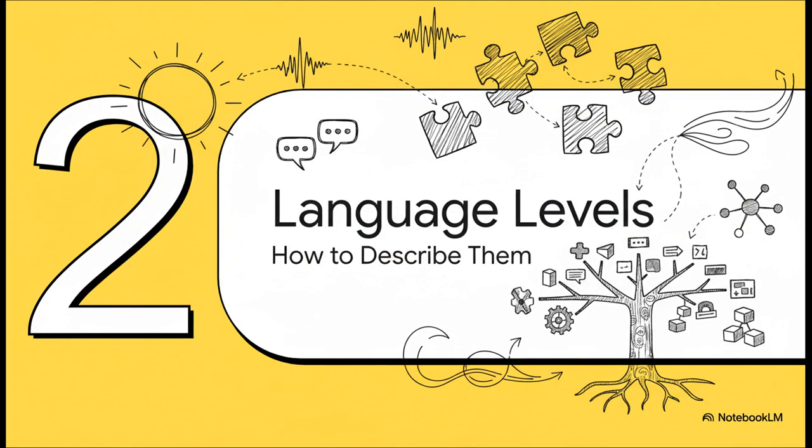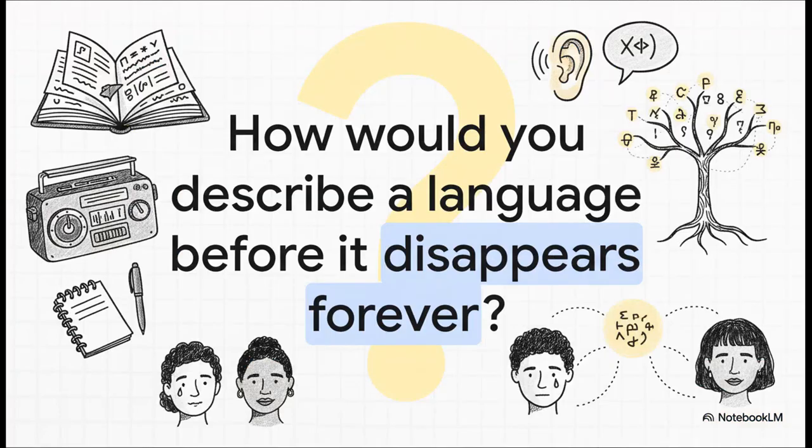Now, how on earth do you even begin to compare something as huge and complicated as a whole language? I mean, it's kind of like trying to compare two entire cities. You can't do it all at once. You have to break it down into smaller, more manageable parts. Let's try a little thought experiment. Imagine you're a linguist, and you've just found the very last person on Earth who speaks a dying language, the very last one. Your mission is to document everything about it before it vanishes completely. So, where would you even start?